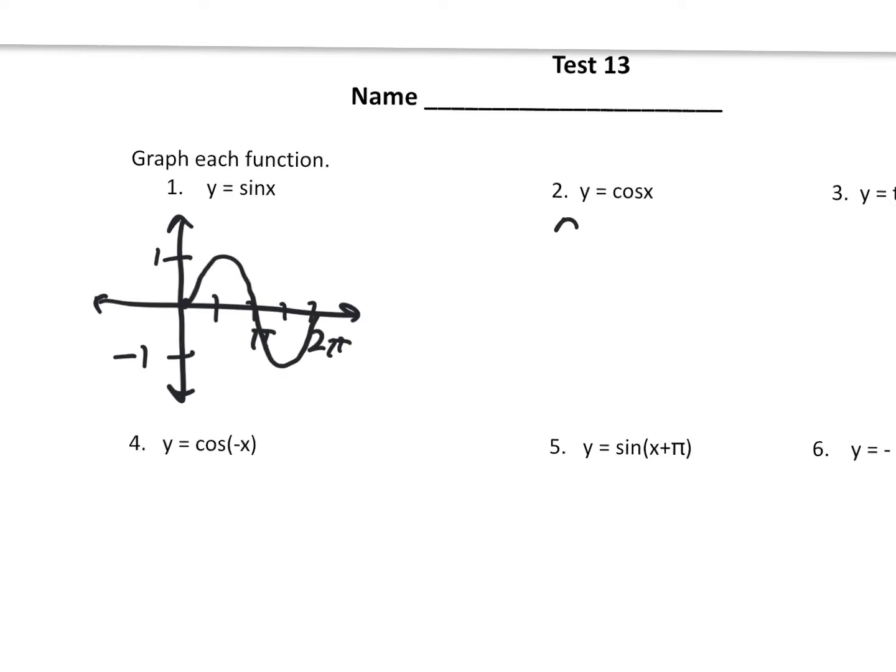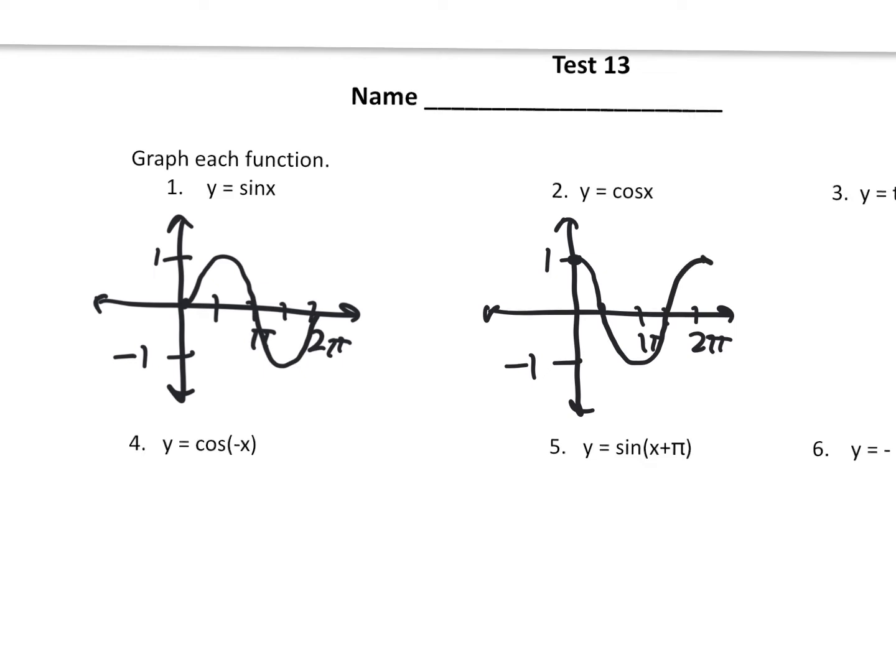Number two is cosine. You can go the same way. Gonna go 4 ticks here. 2 pi, 1 pi. Goes up to 1, down to -1, except cosine actually starts up at 1, and it goes down, up. That's a 2 pi.